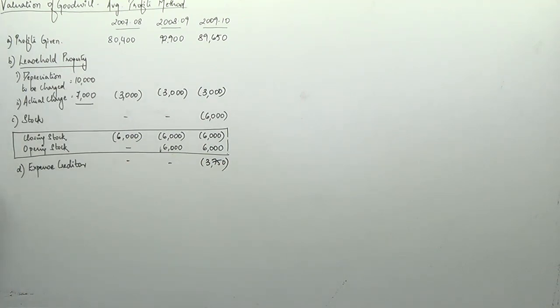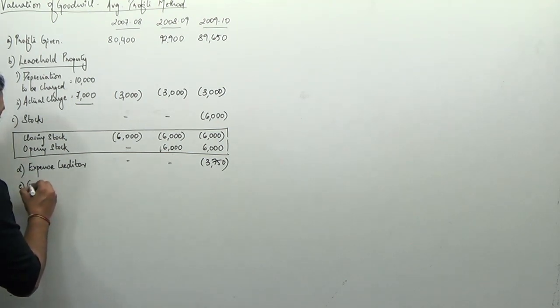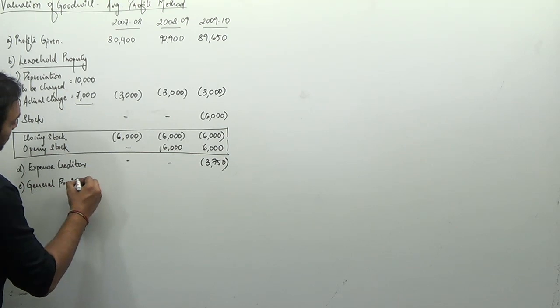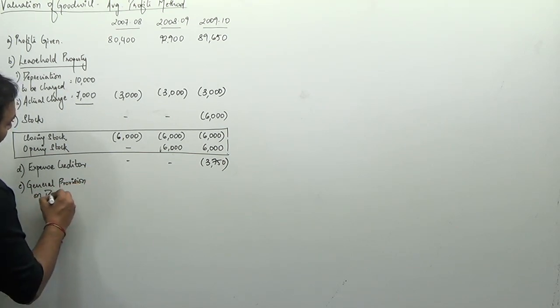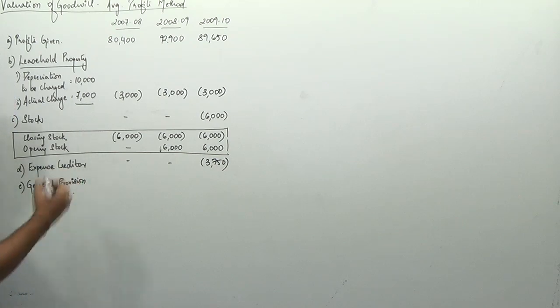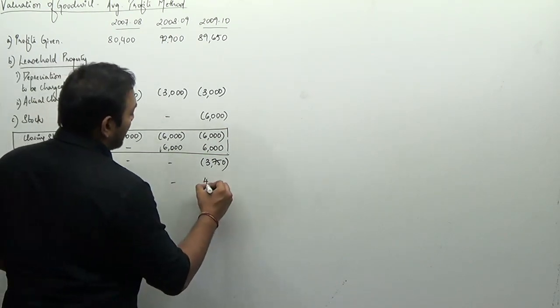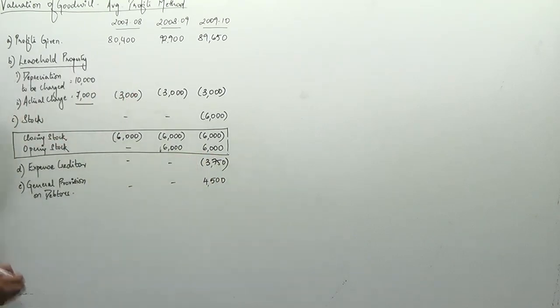Next, a general provision of 10% on the total debtors after a specific provision of doubtful debts has been made for the first time in the current year accounts. So add it back. General provision on debtors. The debtors which you see there is 90%. What is 100? What is 10%? 40,500 into 10 by 90 is 4,500. Provision no longer required, so add to the P&L, add to the profit.